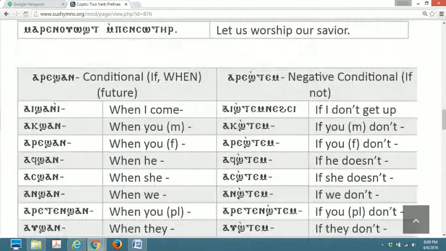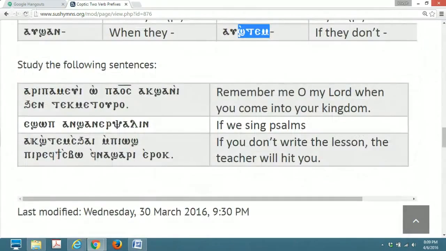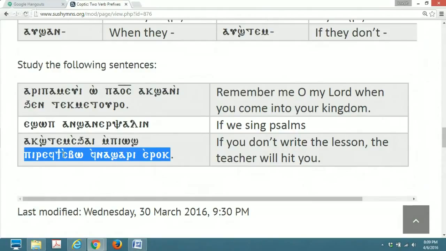And then the negative of it is, instead of Aishan, it's I ishtim. So instead of Shan, you have ishtim. I ishtim, ak ishtim, ar ishtim, af ishtim, as ishtim, an ishtim, aratin ishtim, and av ishtim. So it's the same thing, but instead of Shan, you put ishtim. And it means if you don't do this, or when this does not happen, or upon the condition something does not happen, then the next thing. So ak ishtim is chai. So it means if you don't write in piosh, the lesson, pirefti ezvo, mashari ero. The teacher, he will hit you.